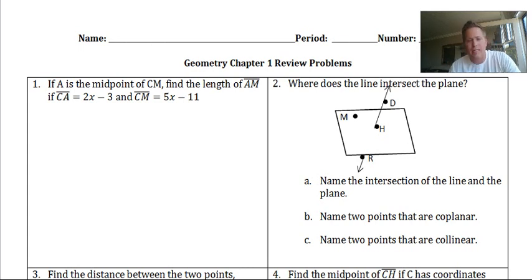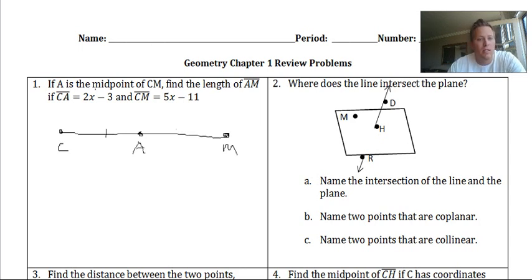So again, anytime I'm on the test and I'm doing this, I would always draw pictures if it doesn't give me a picture though. So in this one, it says A is the midpoint of CM. So I would draw it like this. Here is a segment. Again, I knew it was a segment because it just had a line over it, and it said CM, and it told me A was the midpoint. So remember, midpoint is a very important term that we need to know.